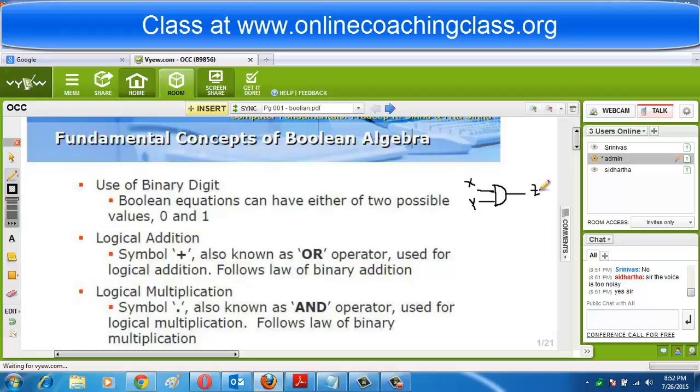Now how does this gate work? I already told that digital circuitry is running on two basic logic levels. One is 0, another is 1. 0 means off, 1 means on. So the input can be either 0 or 1. If we write the truth table of the AND gate, we find: if both inputs are 0, X 0, Y 0, then Z is 0. X 0, Y 1, again output 0. X 1, Y 0, again output 0. If both are 1, then output is 1.